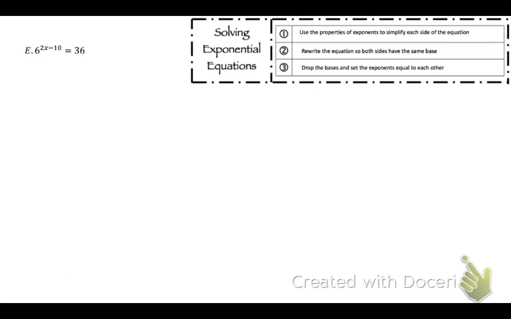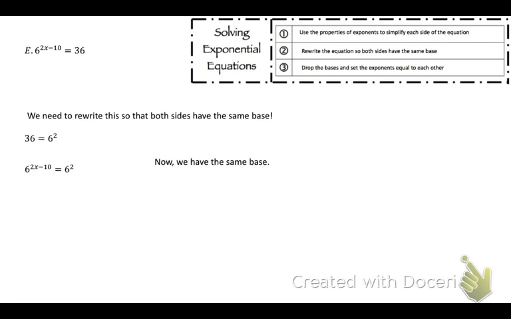This one, we don't have the same base here, but we can rewrite 36 so that it has the same base, because 36 is the same as 6 squared. So now we can rewrite this: 6 to the 2x minus 10 equals 6 squared. Bases cancel, so they can drop out. So you get 2x minus 10 equals 2. Add the 10 over, 2x equals 12, so x equals 6. Cool?